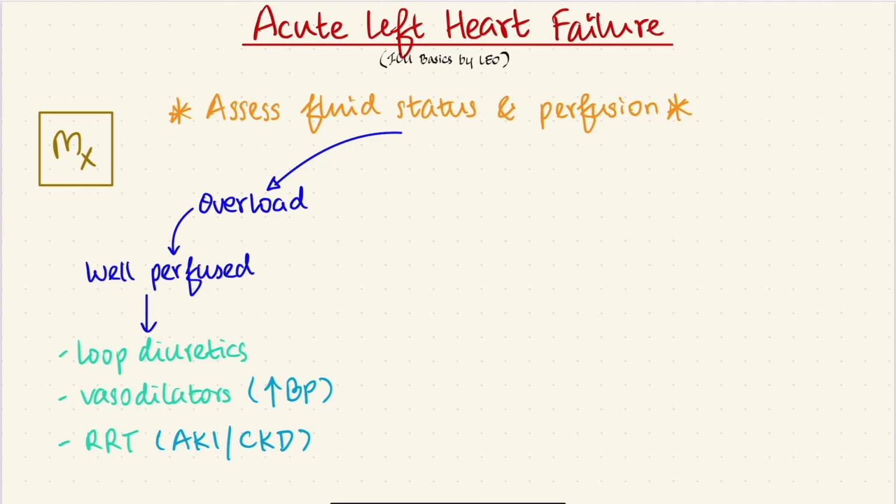Renal replacement therapy for ultrafiltration is helpful if the loop diuretic is not working and the renal failure is present at the same time. In cardiogenic shock, the patients are congested and also poorly perfused in peripheries. If the systolic blood pressure is below 90, inotropes, for example dobutamine, milrinone, or levosimendan, together with vasopressors such as noradrenaline, are the first-line treatment option.